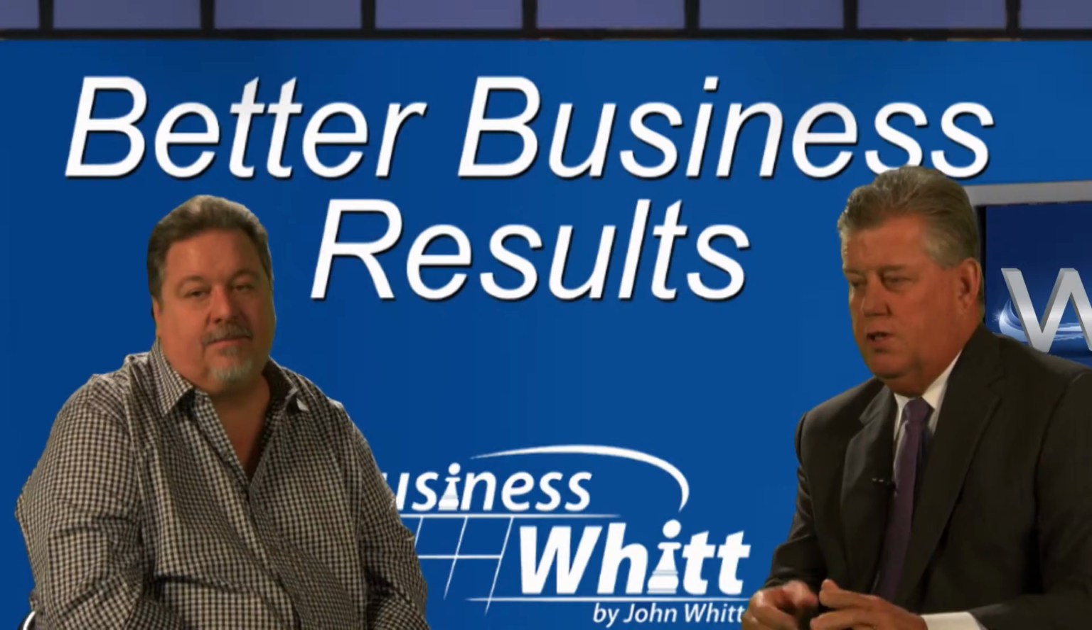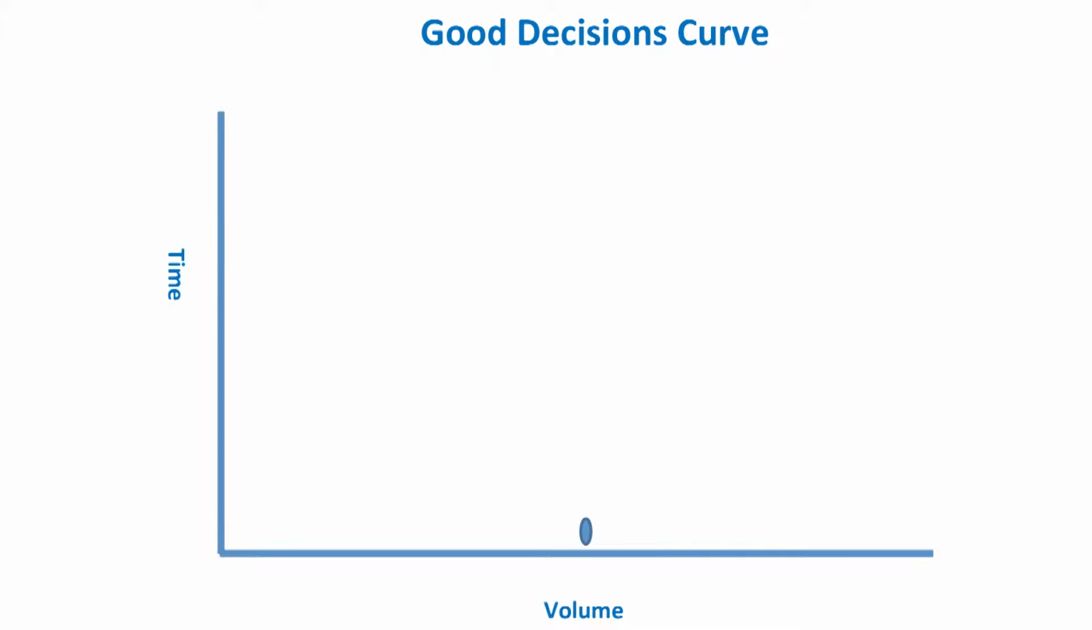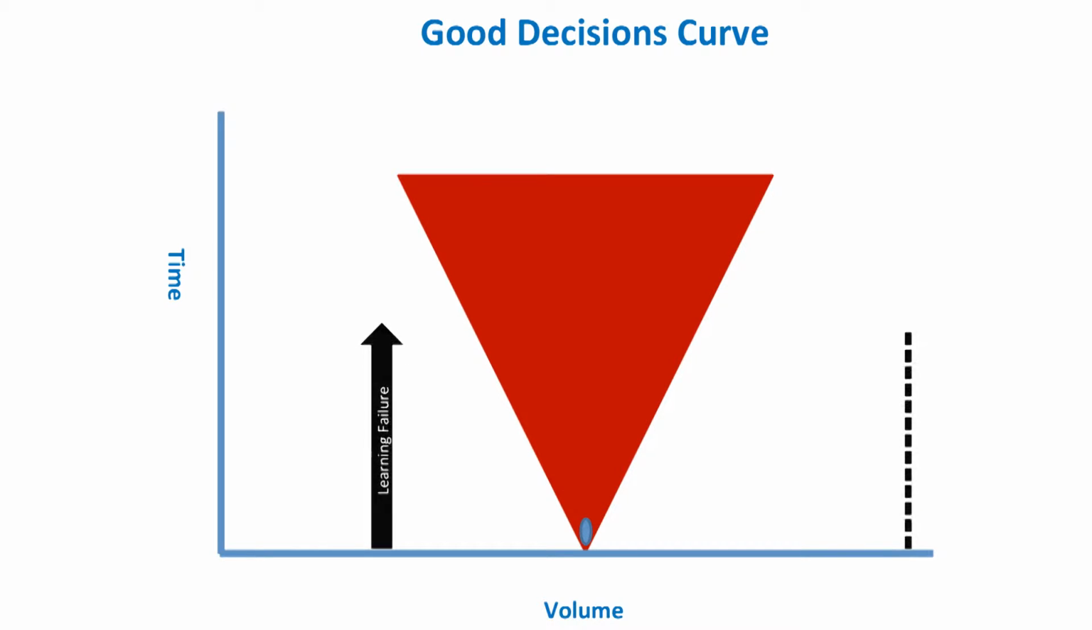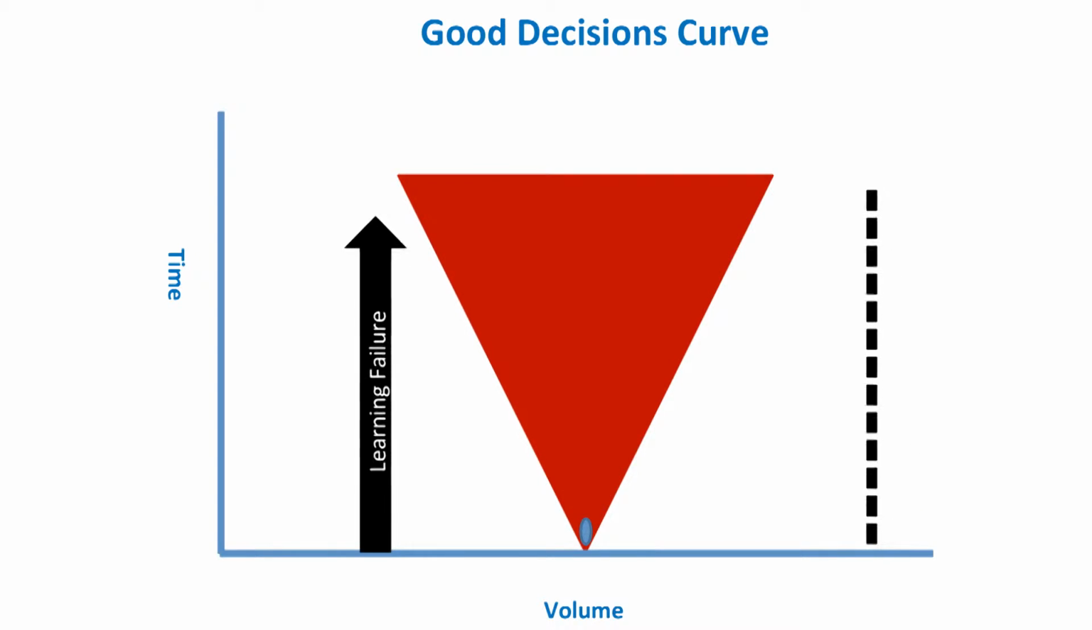The good decisions curve, same thing, you've got a y-axis and an x-axis, time and volume. But in this case, it's an inversion of the last curve, right? So in the beginning, whenever you're new and you don't know much, you don't make very many good decisions. You make very few good decisions. Sure. And this is why the training comes so important, right?